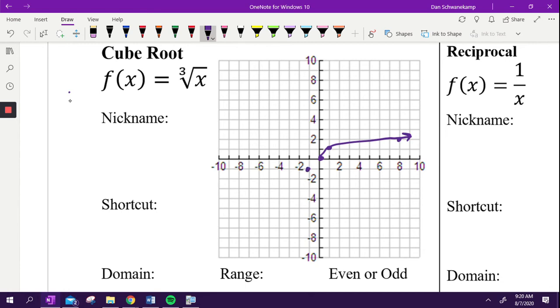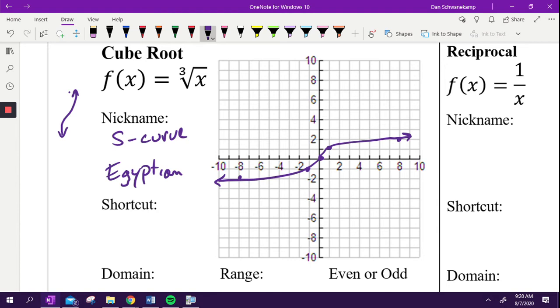Okay, shortcut. It's a cube root. So what was our pattern for a cube graph? 1, 7. So my shortcut for this one is also 1, 7, because again, I'm using the same idea. I'm going up 1 over 1 and then up 1 over 7. Domain, what's my domain going to be? All real numbers. Range, what's my range going to be? All real numbers. Show me with your fingers. Even, odd, or neither? It is odd. Opposite quadrants look similar.